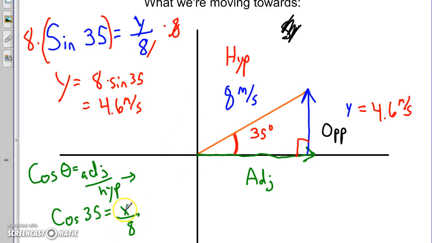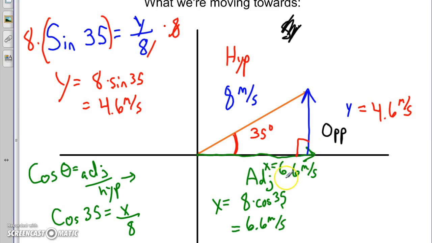To get x by itself, we do something similar. We're going to multiply both sides by 8. And so x is going to be equal to 8 times the cosine of 35. And I get about 6.55. I'm going to call it 6.6. We just figured out this side is 6.6. And you could check to see if this is right. You can do 6.6 squared plus 4.6 squared and then take the square root. You should get 8. Now, it won't be exactly 8 because we're rounding some, but it will be close.